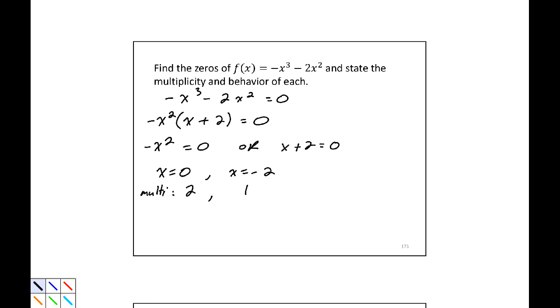Now notice, if you sum those multiplicities, 2 plus 1, we get 3. Well, the original equation was a third-degree polynomial. That's a way we can check our work. Now the behavior at each of these: at a multiplicity of 2, as we said, it will touch and then bounce off the x-axis. A multiplicity of 1 will cross the x-axis.